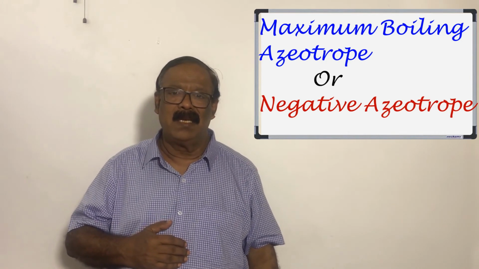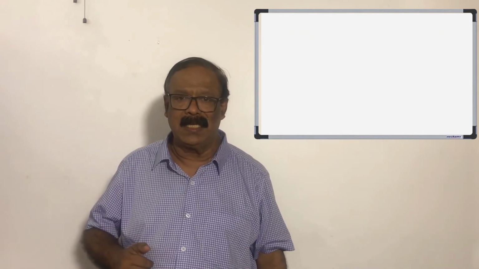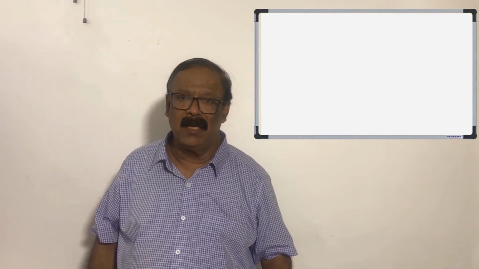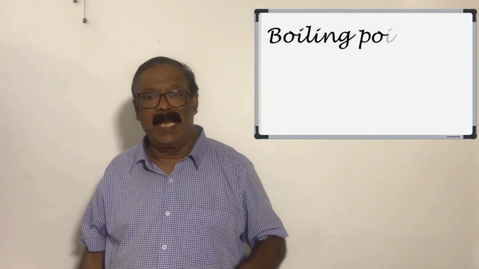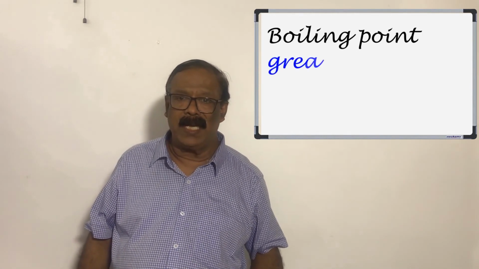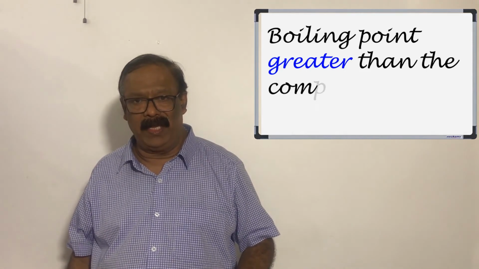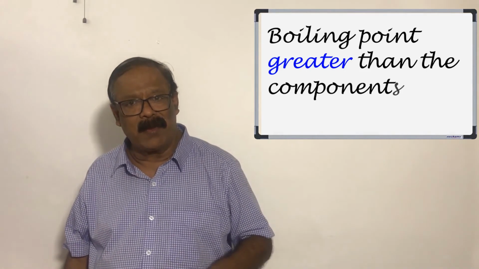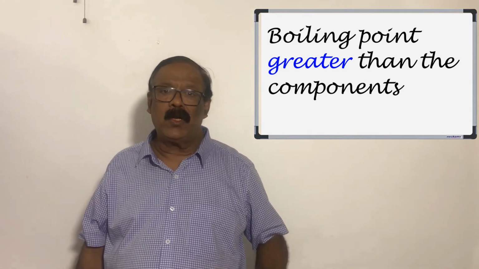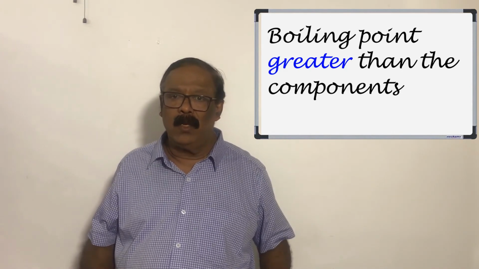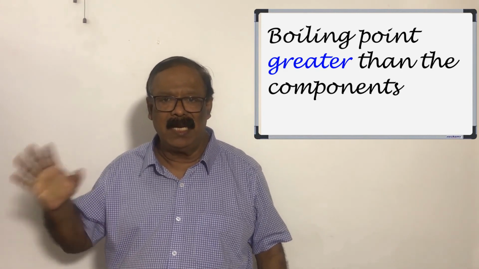One common example is nitric acid, which contains 68% nitric acid and remaining 32% is water. The boiling point of this mixture will be greater than the boiling point of nitric acid and water because they show negative deviation. When the deviation is negative, vapor pressure will be less and the boiling point will be more. The azeotropes cannot be separated into two pure components by simple fractional distillation.